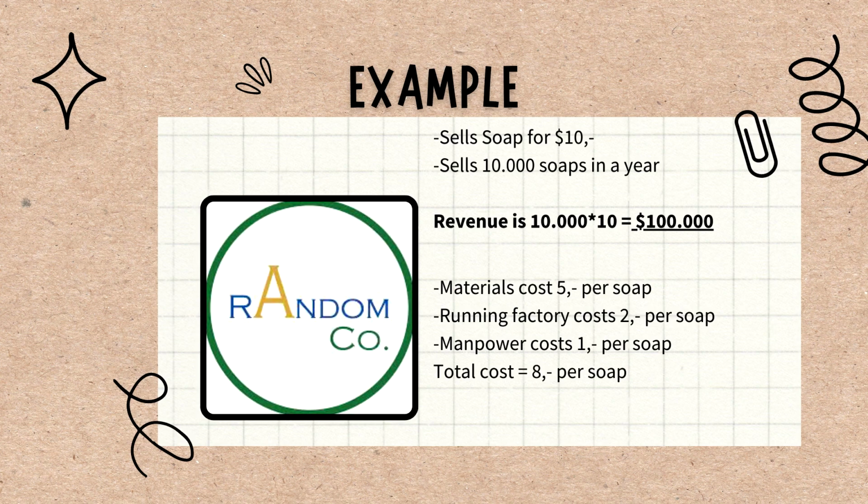So because for every bar of soap we receive $10 and the expenses of making that bar of soap is $8, it means that we make $2 in profit from every bar of soap that we sell. If we take that $2 and multiply it by the amount of soap bars that we sell, we get 10,000 times the $2 equals $20,000 in profit, which is known as earnings.